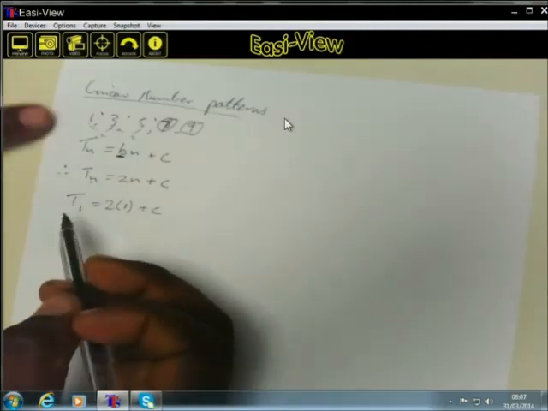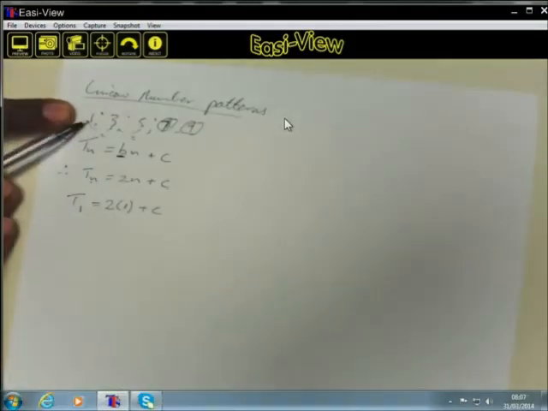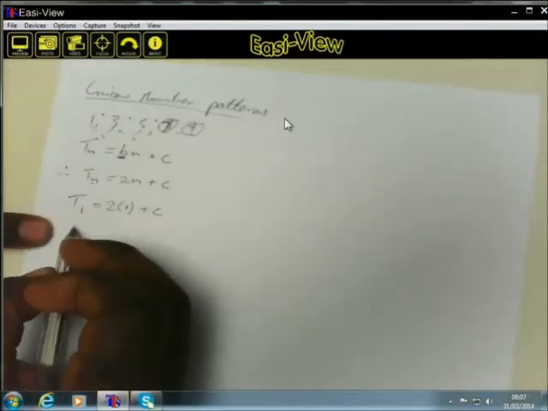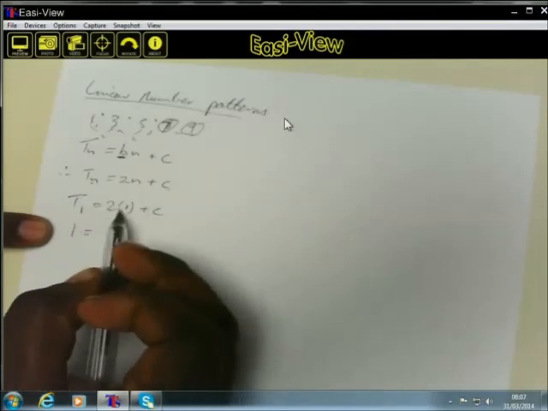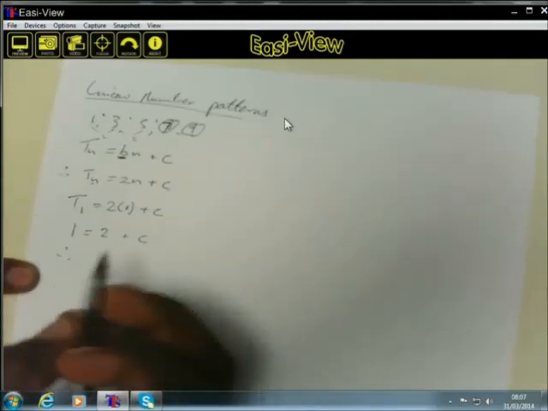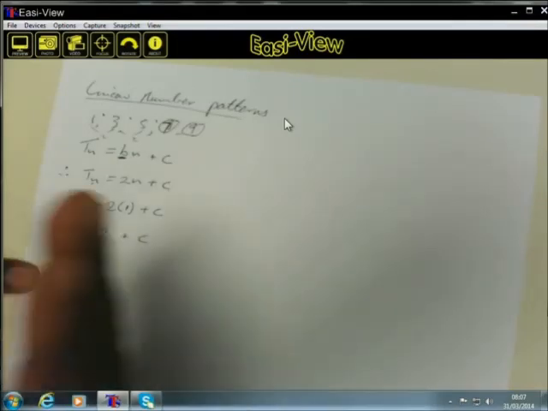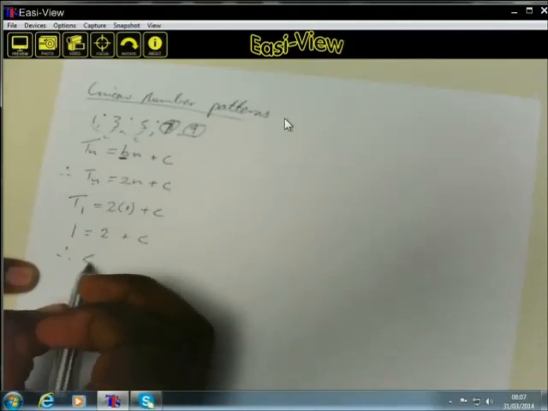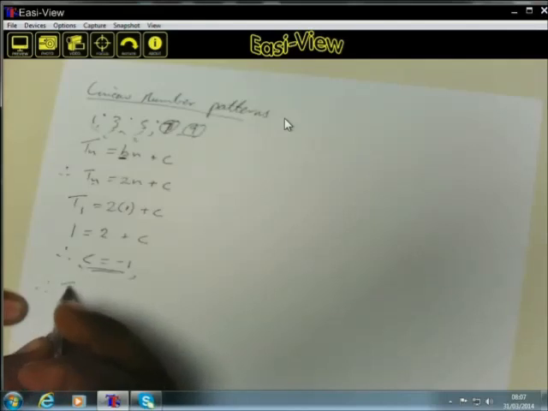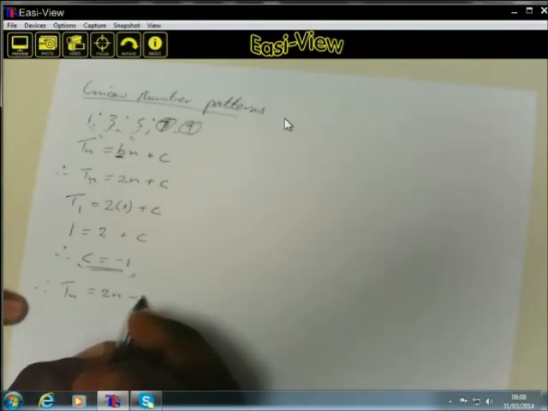We go back to our number pattern, then we locate the first term, and we find that our first term is equal to 1, which means in the place of T1, we will write 1, which is equal to 2 multiplied by 1, which gives us 2, plus c. Then to make c the subject, we take this 2 to the left hand side, then we have 1 minus 2, which gives us negative 1, meaning the value of c is equal to negative 1. And therefore, the general term for this linear pattern will be 2n minus 1.